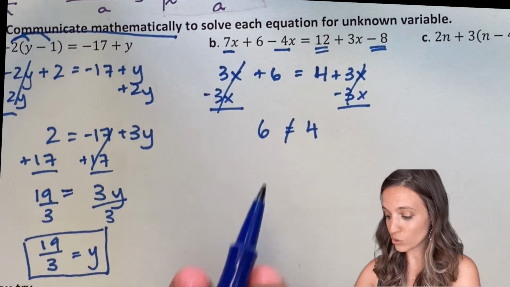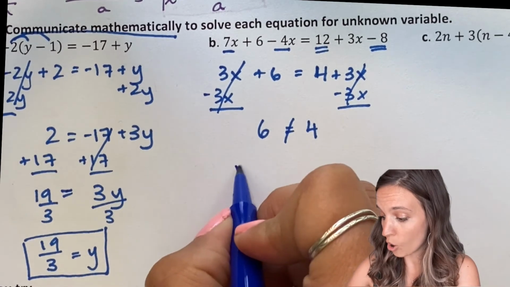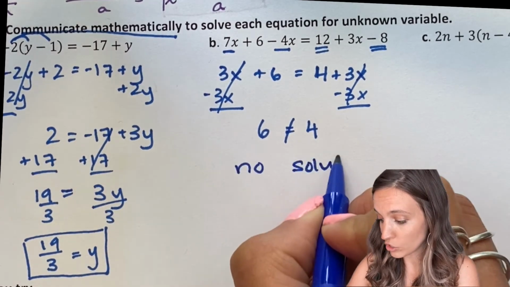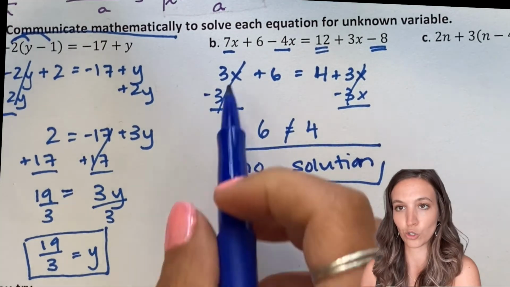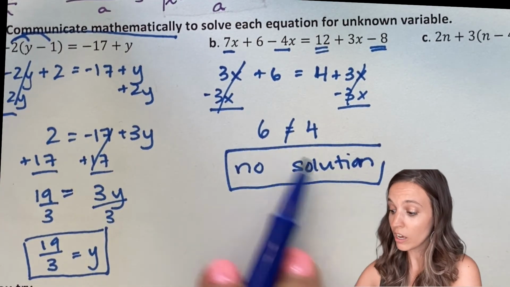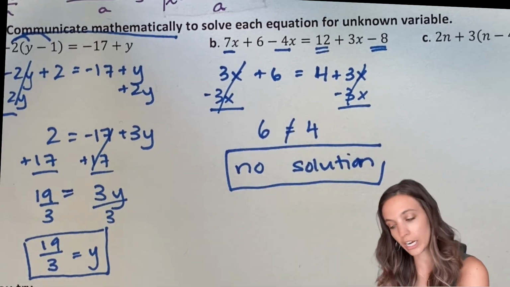So if this happens to us, we just say that there is no solution. There is no x that I could possibly plug into this original equation to make this equation true. So don't be afraid of that happening. Just go back, check your steps, and if they're looking right, you have no solution.